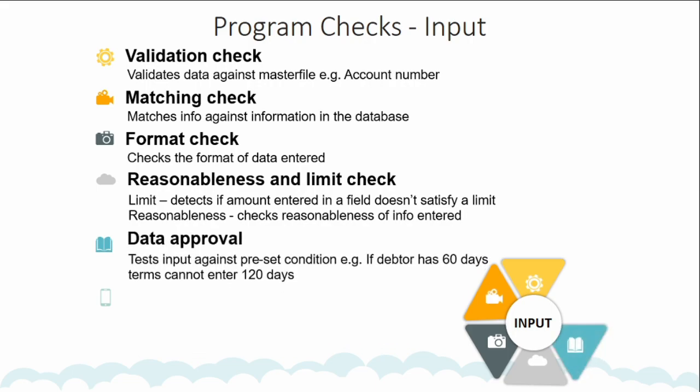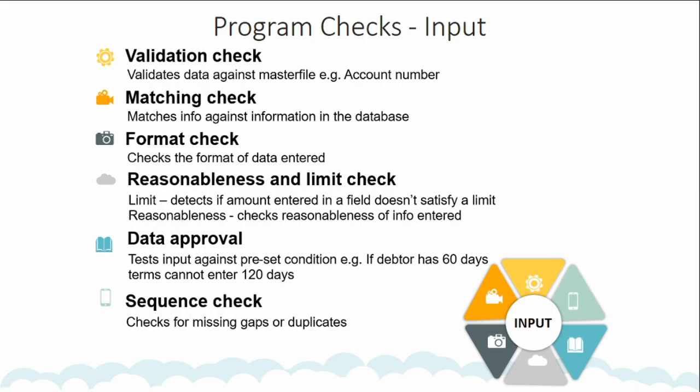Data approval checks is where there's a preset condition for the data that's supposed to be entered. For example, a debtor that is on 90 days in terms of credit terms cannot be given 120 days, because 90 days is the credit term of the entity.